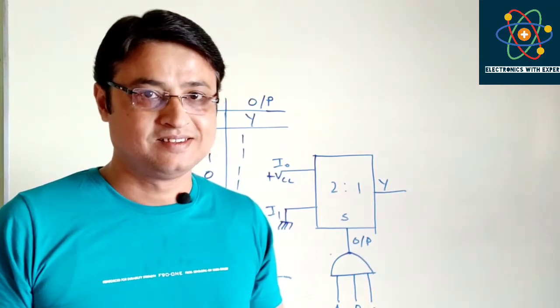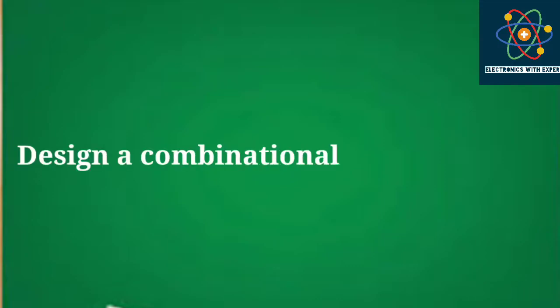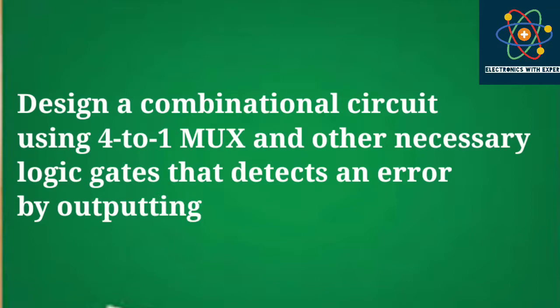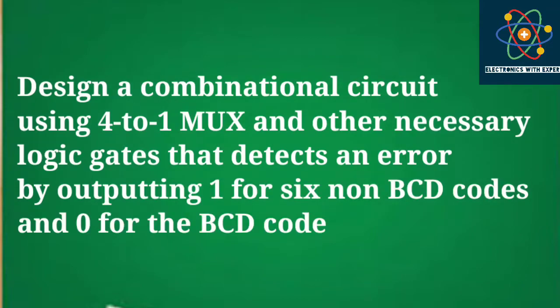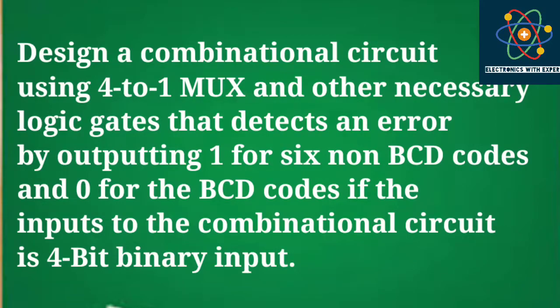Isn't it interesting? Okay, let's move to the next problem. Now this is again an interesting problem regarding muxes, and the problem statement is: design a combinational circuit using a 4:1 mux and other necessary logic gates that detects an error by outputting 1 for the 6 non-BCD codes and 0 for the BCD codes, if the input to the combinational circuit is a 4-bit binary input.